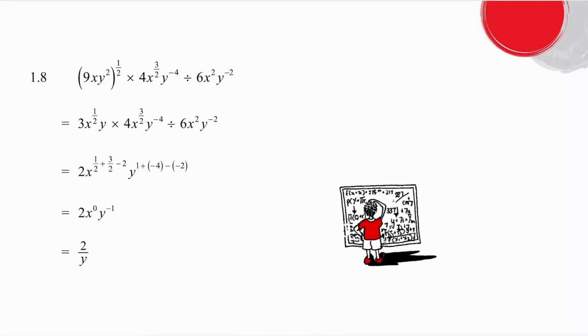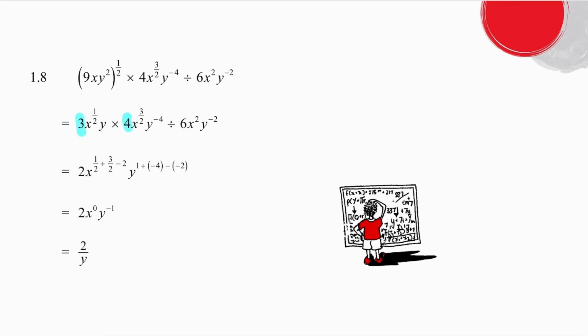In 1.8, I've got a bracket to the power a half. That half belongs to each of the bases inside the bracket. So 9 to the half is the square root of 9, which is 3. This becomes x to the half. And then this is y squared to the half. Multiply your powers and you get y to the 1. In other words, y.